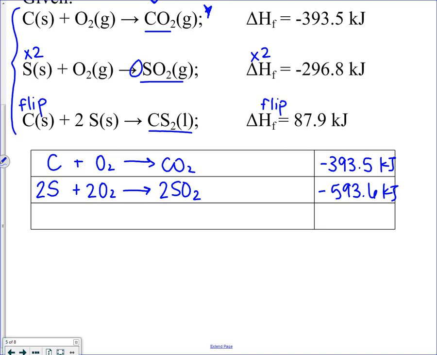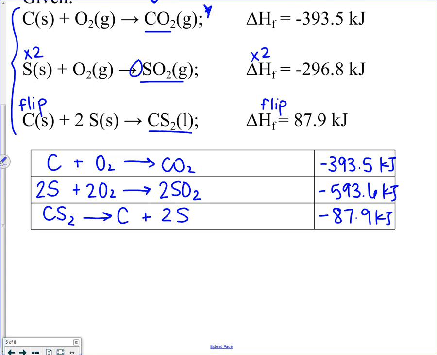Okay, my last equation, I said that I needed to flip it. So I'm going to make my products reactants and my reactants products. So I get carbon disulfide as my reactant yields carbon plus 2 moles of sulfur. And because I flipped my reaction, I now need to flip the sign. So it was positive, now is negative 87.9 kilojoules.